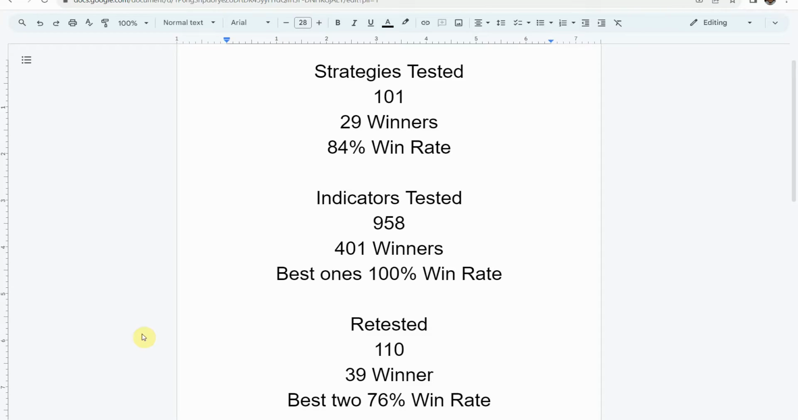We've also tested a total of 958 indicators, with 401 of them being winners. The best ones so far were able to achieve a 100% win rate. Now you need to go back and watch those videos to understand the context of how they were able to achieve that. So go back and watch those videos and see what you can get out of those winning indicators. We've also retested in the advanced testing 110 of the winning indicators. 39 of them have been able to maintain the winning status, the best two, a 76% win rate. Keep in mind that we test most of these indicators and strategies on the Forex and crypto market, but they can be applied to just about any market and time frame universally.